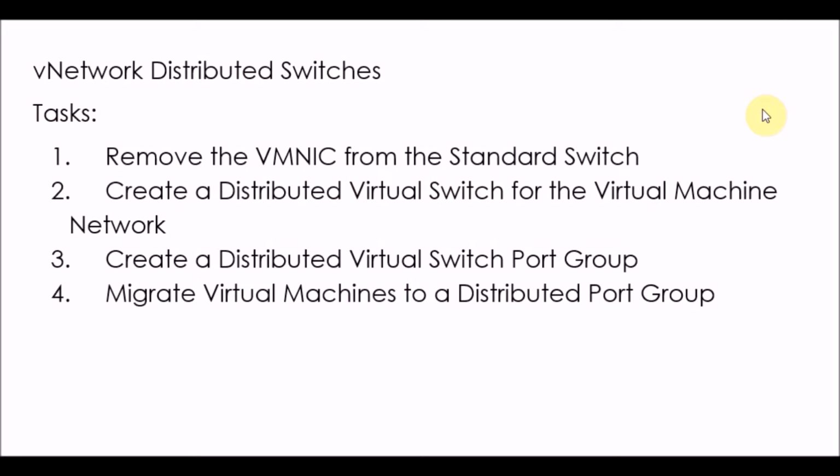Now we're going to move on to distributed switches, and the lab for this is actually from the vSphere for the VMware version 4 set of labs, but we've tweaked it a little bit so that it'll work for the version 5.5 of VMware. The tasks that are going to be done within this lab is we're going to remove the VM NIC, so the virtual machine NIC, from the standard switch that we created in the last section. We're going to remove that. Then we're going to create a distributed virtual switch for the virtual machine network, and then we will create a distributed virtual switch port group, and then finally we're going to migrate our virtual machines to our distributed port group.